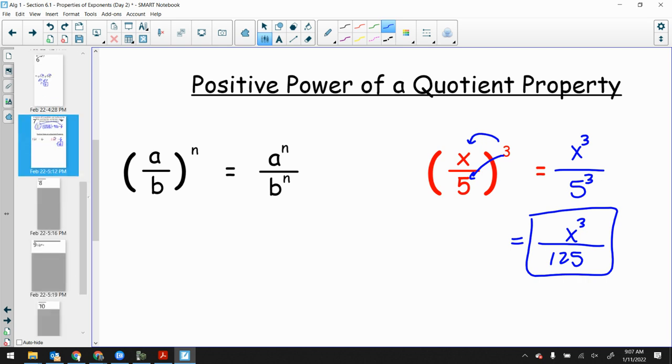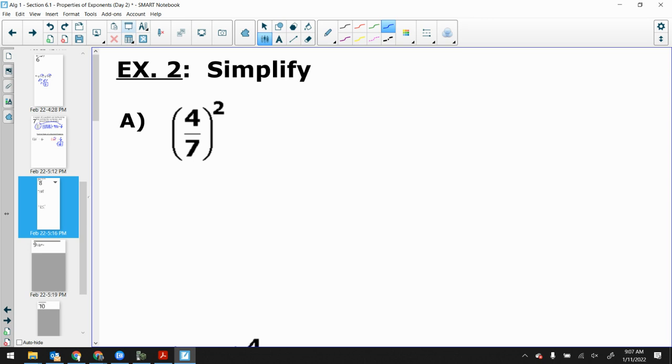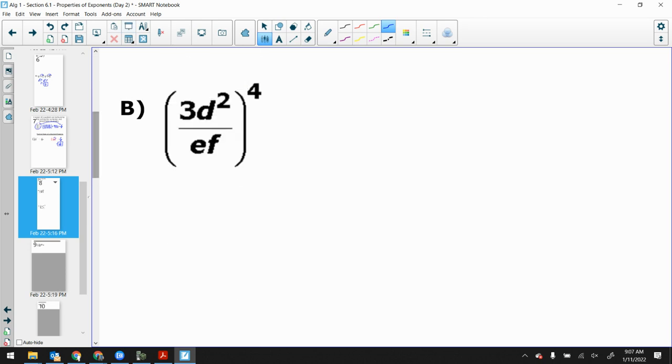Okay. I'm going to skip example A. So let's jump straight to example B. And I've got 3d squared over ef, all raised to the 4th power. So do you see how there's multiple things going on in both the numerator and denominator? That doesn't matter. We still just distribute the power, and it's got to go to everything. The 3, the d squared, the e, and the f.